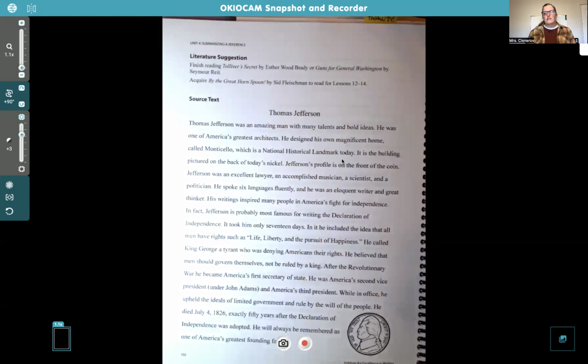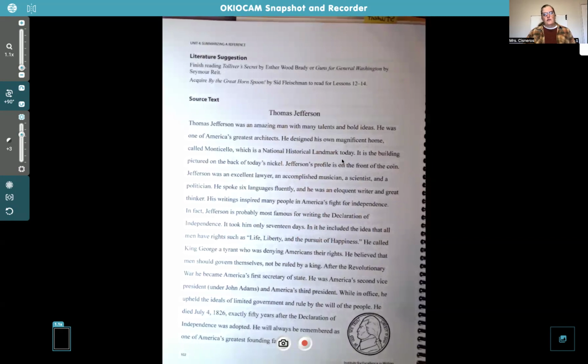Monticello. It sounds like he says Monticella, but I know it's not that. Monticello. Okay, there we go. That's the name of his magnificent home, which is a National Historic Landmark today. It is the building pictured on the back of today's nickel, in case you wanted to look at it. Jefferson's profile is on the front of the coin.